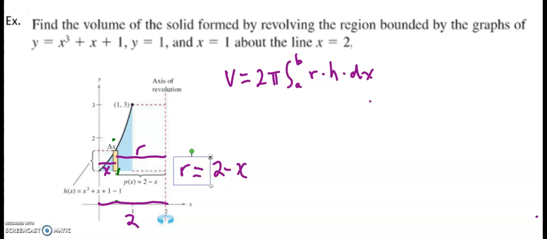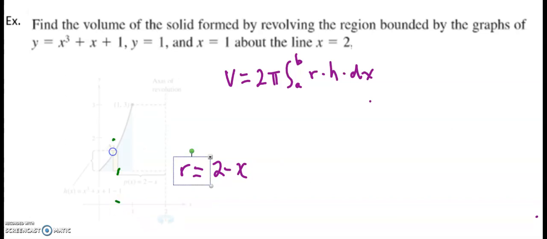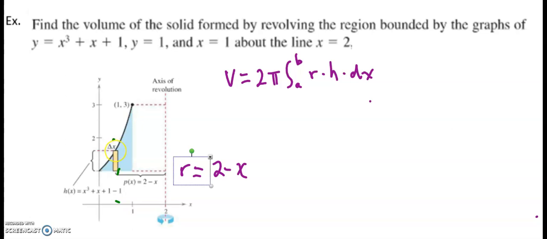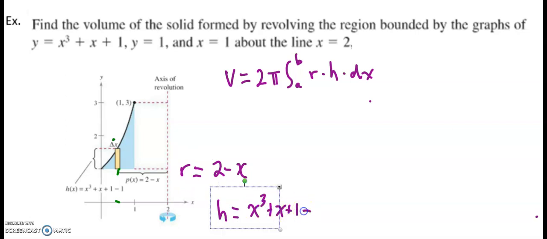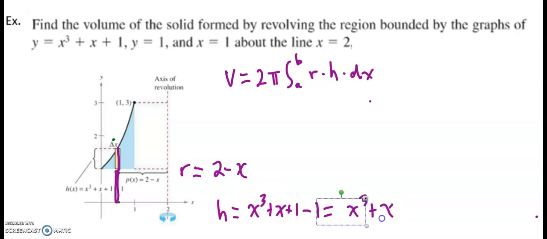Okay, now I've got to figure out the height. Well, again, does it make sense that the height of each one of these rectangles will be the height from the top of the rectangle, let's call this f of x or y, minus the height of this horizontal line, 1? So I know that the height, h, will equal x cubed plus x plus 1, the height of the curve, minus the height of this bottom function, y equals 1, or just x cubed plus x.